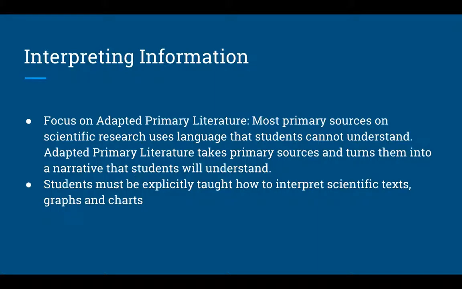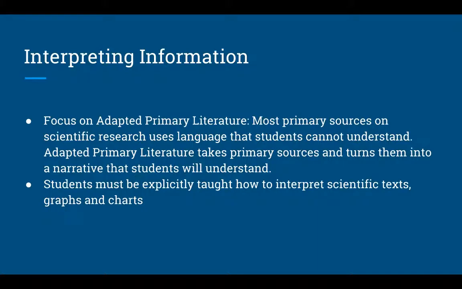Okay, since most of the text used in science and engineering is primary literature, a lot of the times students have a hard time understanding the language used. So it is important to adapt the primary literature into narratives so the students are able to better understand the lesson.